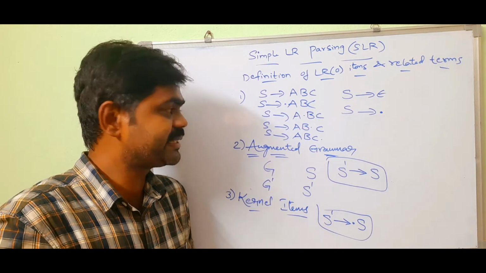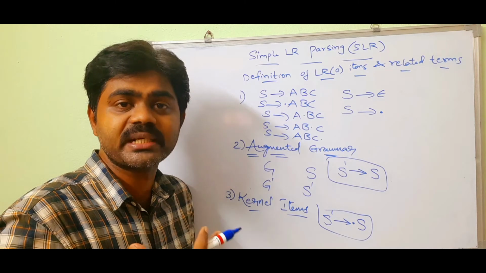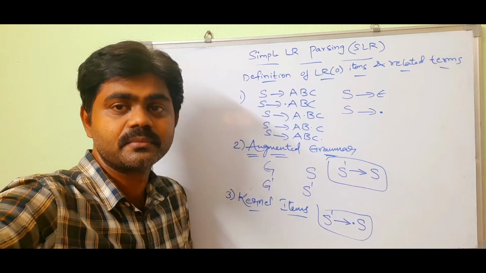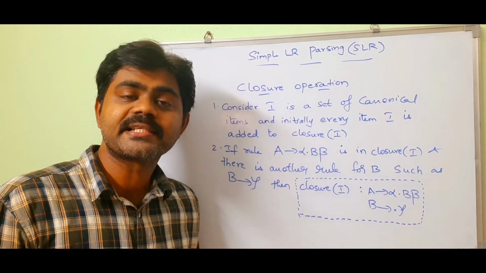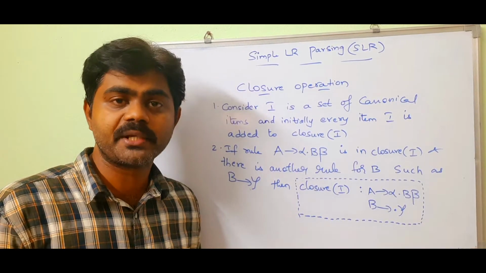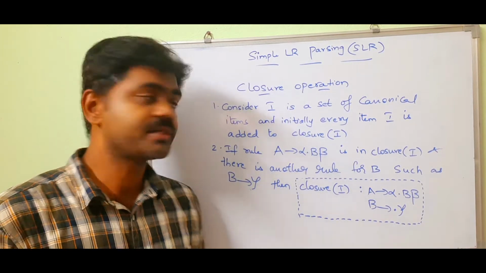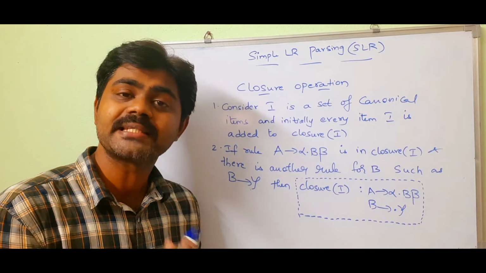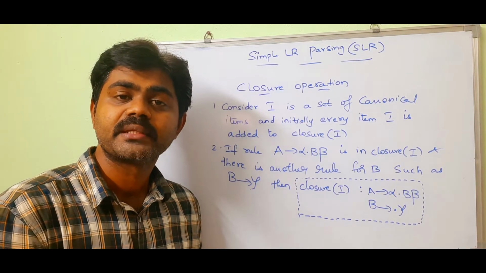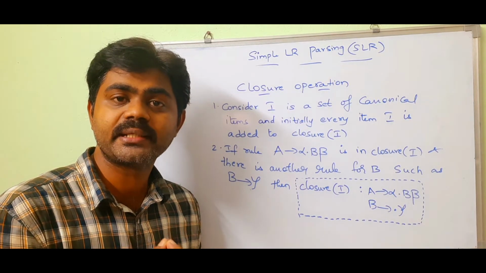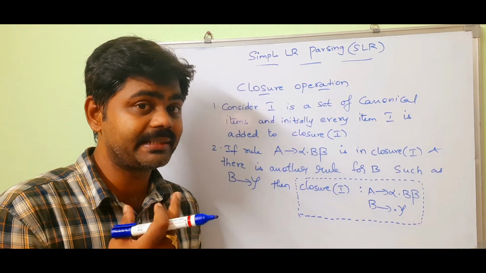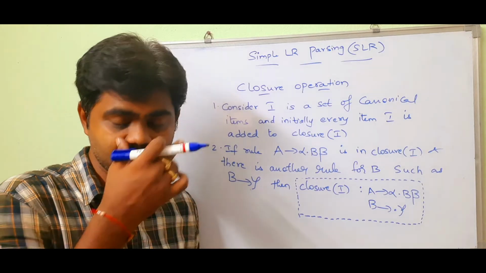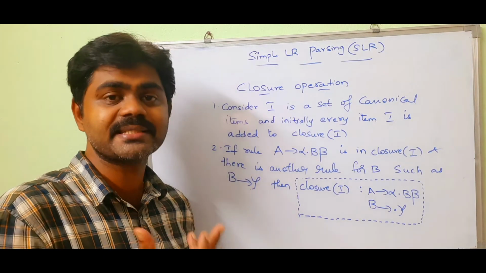And now the next thing is we need to discuss closure and goto. This closure and goto is most important. Now we're going to discuss closure operations and goto operations. So first, what is the closure operation? Consider I is a set of canonical items. So what are canonical items here? We need to use the dot and we need to use kernel items, as I discussed: S dash tends to dot S. Those are all kernel items and we call them canonical items.